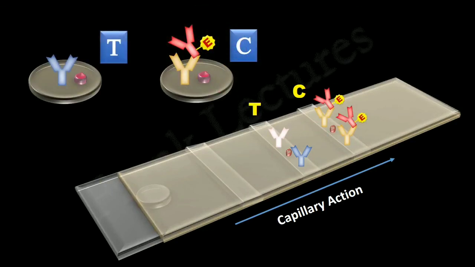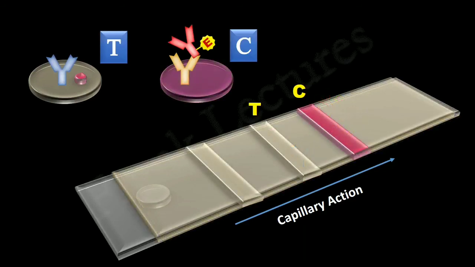Now have a look at the test zone and controlled zone in a negative pregnancy test. There are no enzyme-conjugated antibodies in the test zone. Therefore, there are no enzymes to act on the inactive dye molecules. Thus, no color development takes place. But in the controlled zone, enzyme-conjugated antibodies are present. So, the enzyme acts on the inactive dye molecule and a colored line results. Thus, a single colored line, that is, in the controlled zone, indicates that the test is negative.